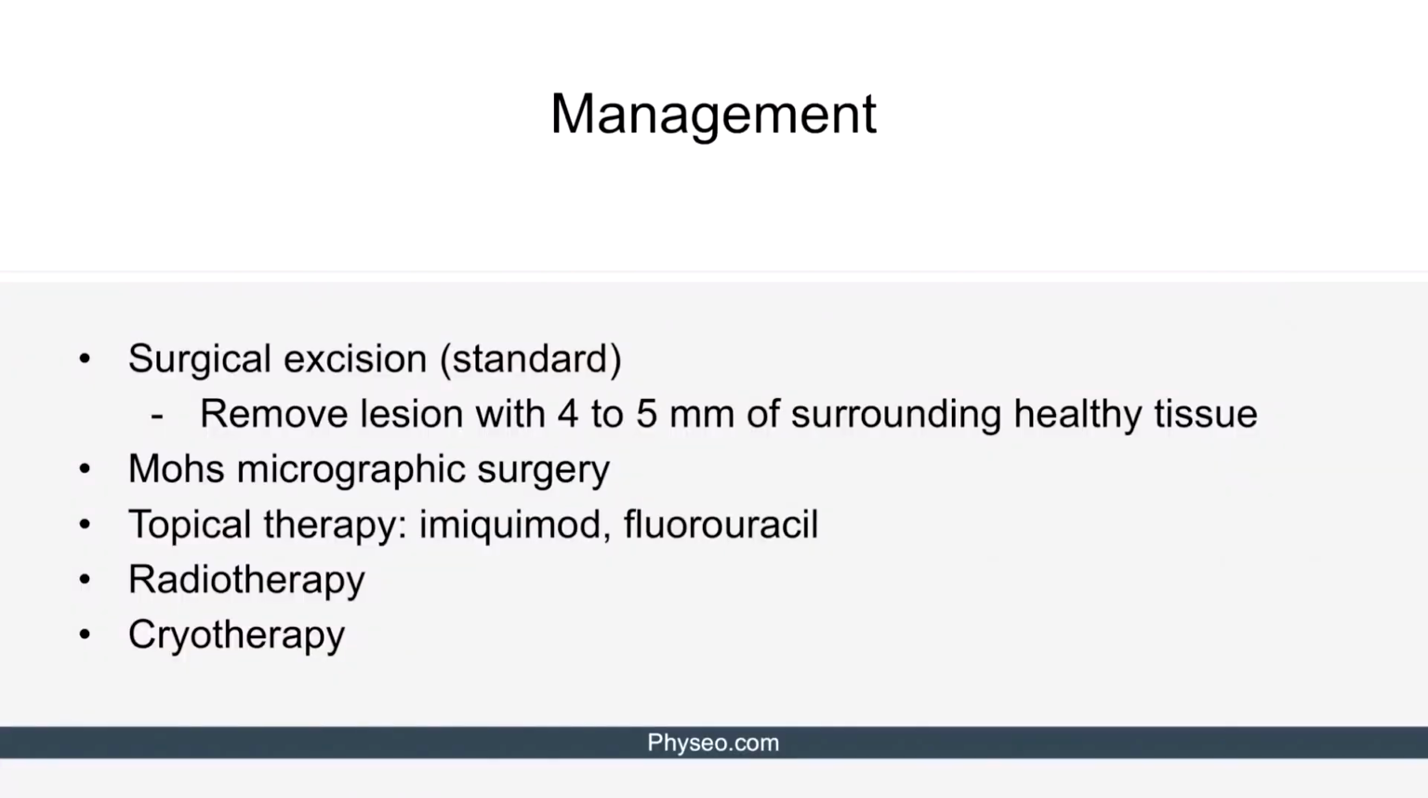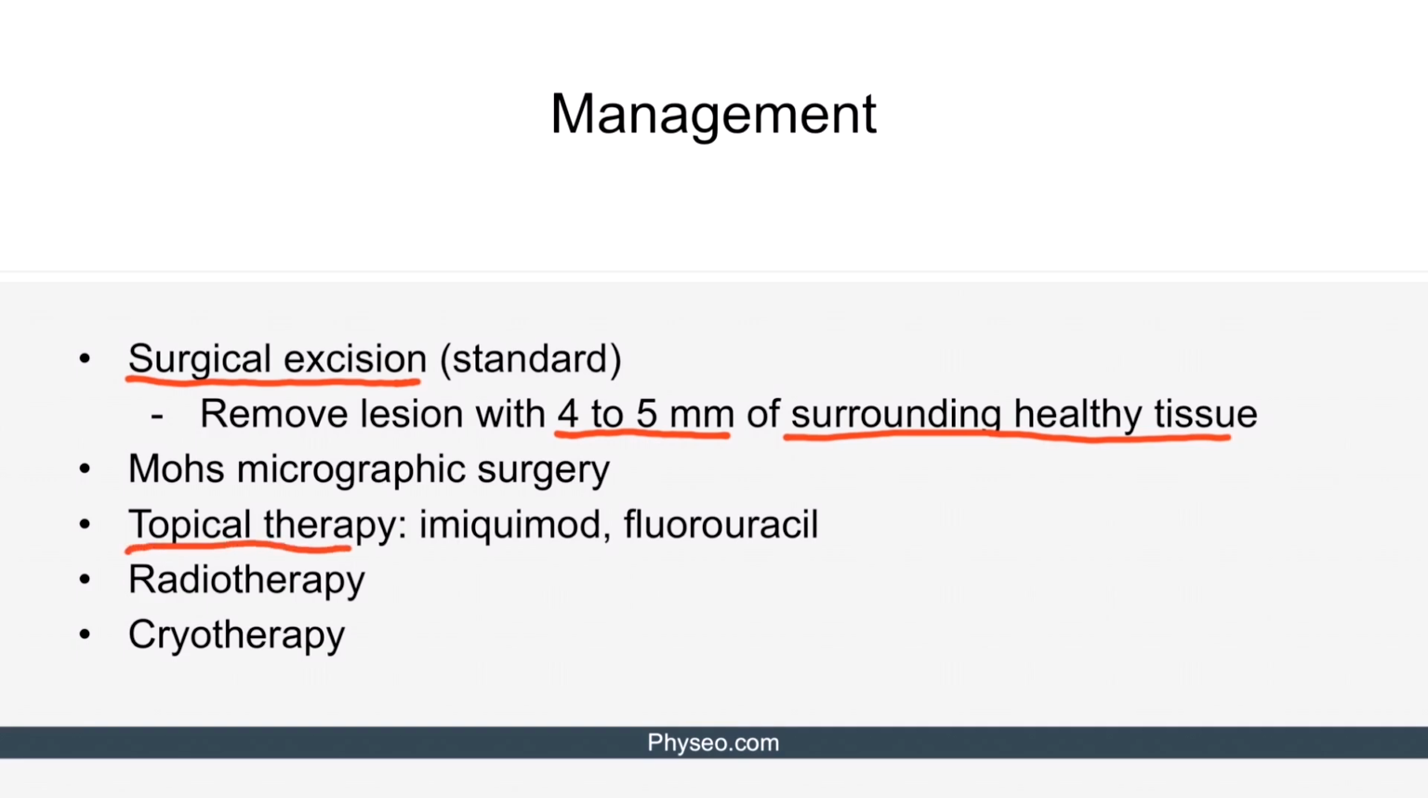The standard, or the first-line treatment of basal cell carcinoma, is surgical excision of the lesion along with removal of approximately 4 to 5 millimeters of surrounding healthy tissue. Now, Mohs micrographic surgery is considered an alternative to the standard surgical excision, where the tumor is removed, ensuring minimal normal tissue loss. The tumor is removed in layers and examined carefully to ensure complete resection.